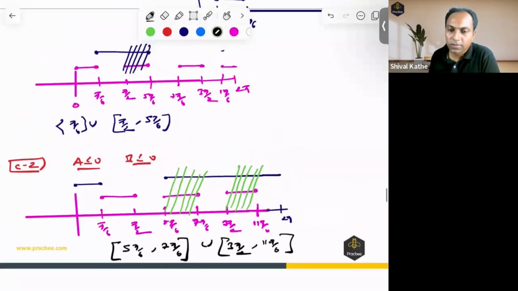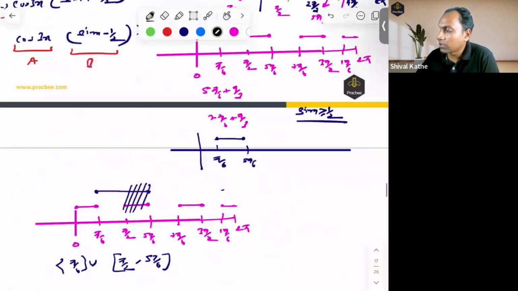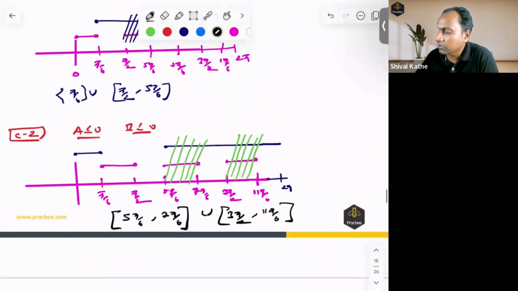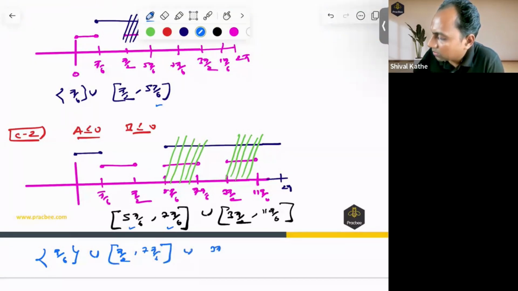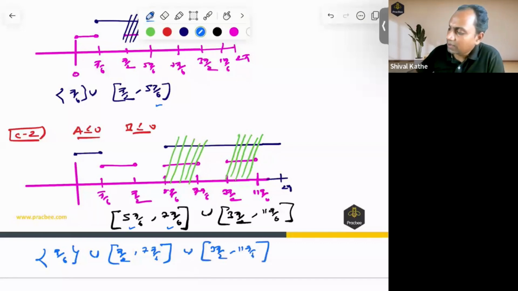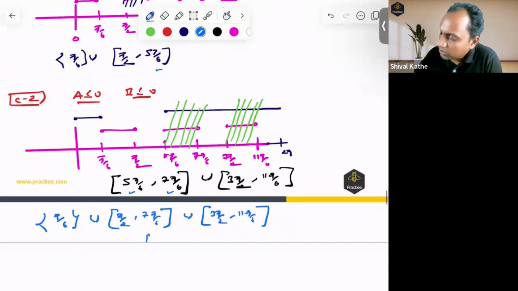Is it clear? So you had case 1, we wrote the answer. Corresponding to case 2, we have written the answer. So if I want to write my final answer, I will take the union of both the cases. Pi by 2, see, you are going till 5 pi by 6, and after that, you are going till 7 pi by 6. So I can directly write till 7 pi by 6, and then union 3 pi by 2 to 11 pi by 6. So this is my final answer, and this is the principal solution. You can generalize this by adding 2 pi n.